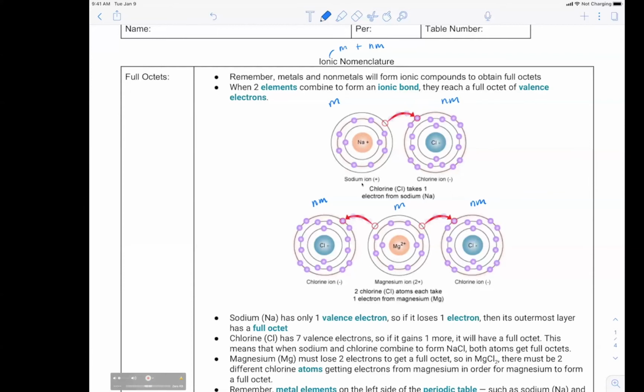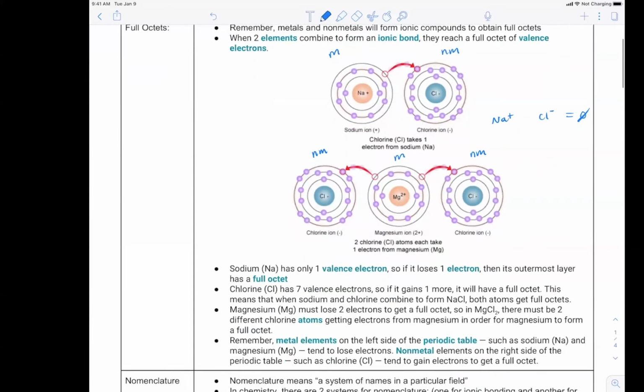So for example, here, sodium, you have Na plus, and then chlorine, you have Cl minus. So Na plus and Cl minus, those ionic charges will balance out to 0. And then same thing over here, you have Mg2 plus, and then here you have Cl minus, Cl minus. It'll balance out to 0.